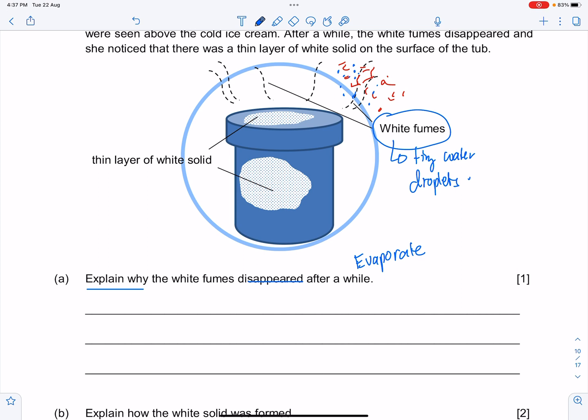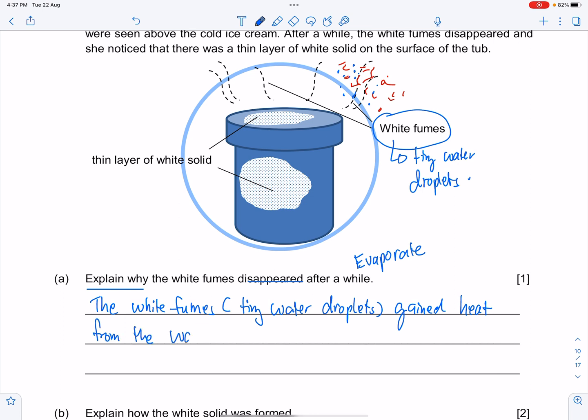All right, so you can say that the white fumes, bracket tiny water droplets. This would help yourself to form a clearer idea. Gained heat from the warmer surrounding and evaporated. All right, so when it evaporates, it disappears.